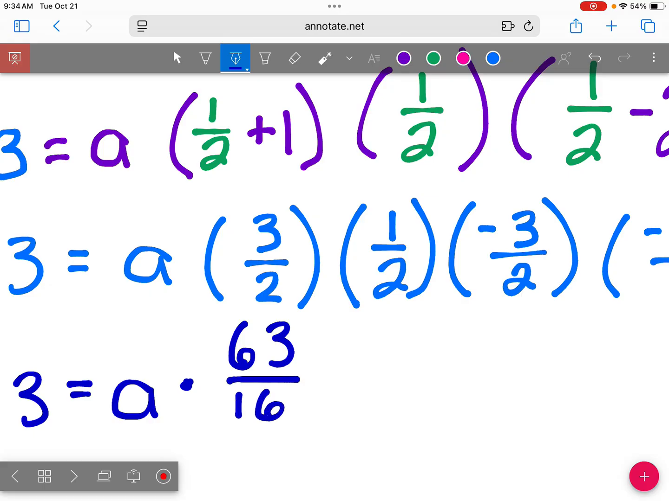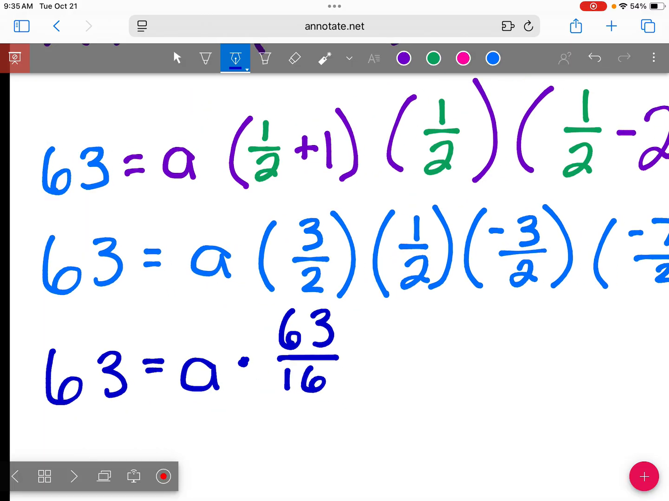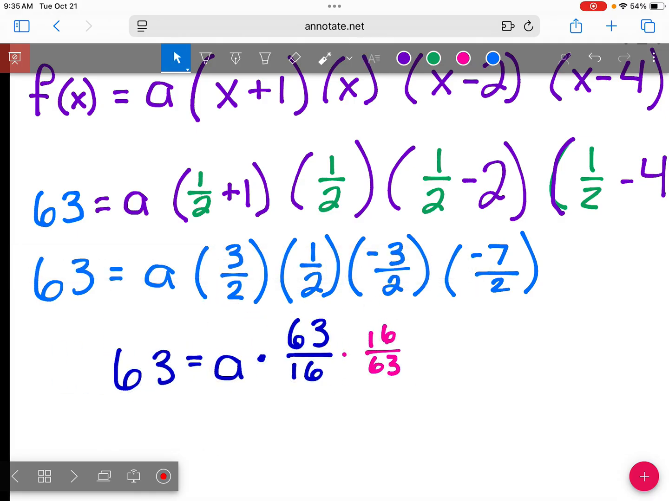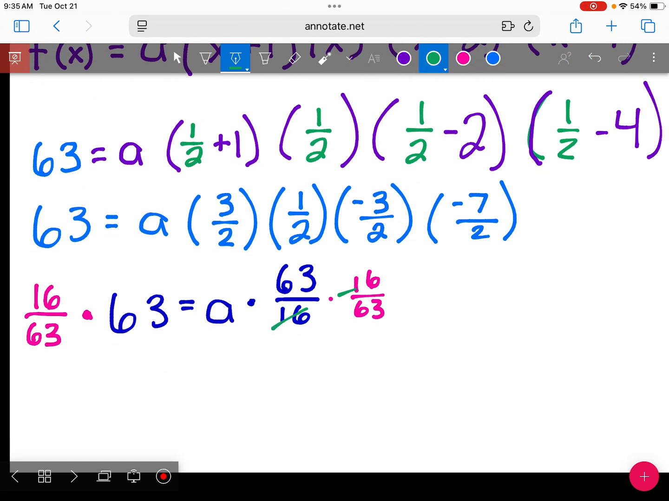So if A times 63 over 16 equals 63, what can I do to figure out what A is? Multiply both sides by the reciprocal. I'm going to times by 16 over 63 because that's going to make both the 16 cancel out and the 63 on this side. I've got to move this over just a smidge. I have no space. There we go. But that means I also need to take this side and multiply it by 16 over 63. Because those cancel.